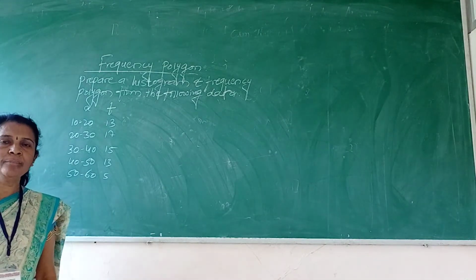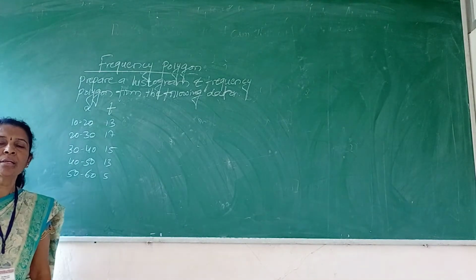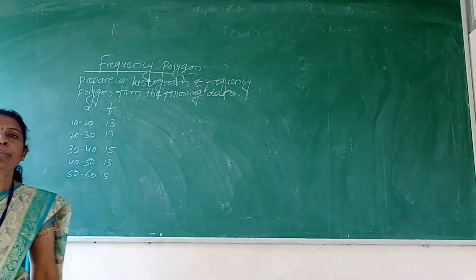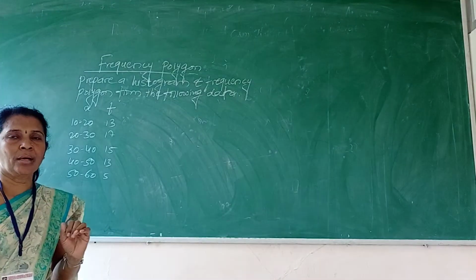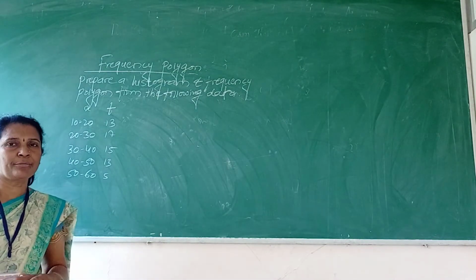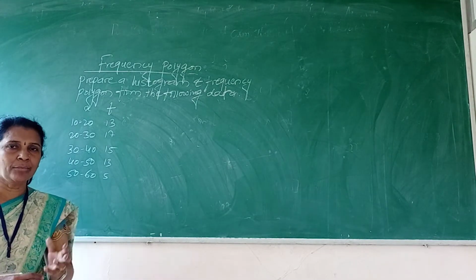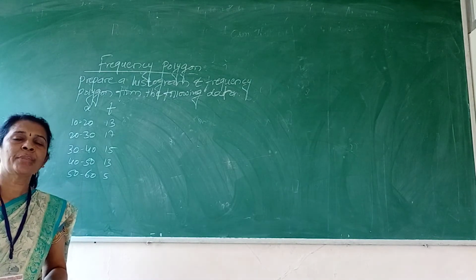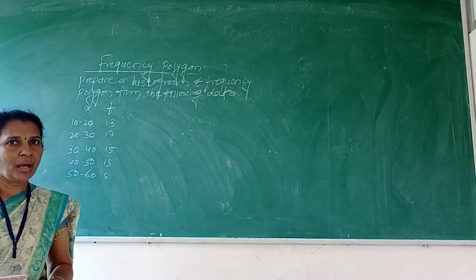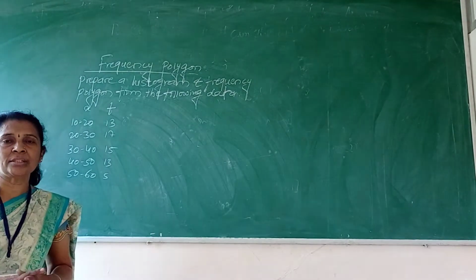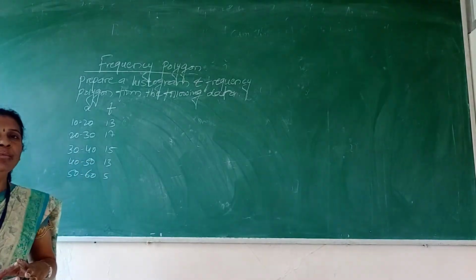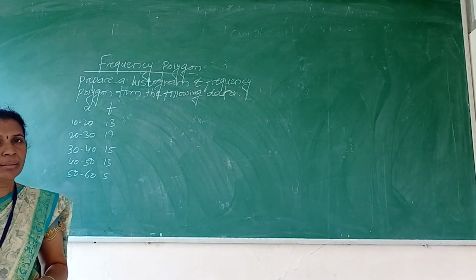Today we will study the second graphical representation, that is frequency polygon. Here you will be studying what we mean by frequency polygon and how we are going to draw it. A frequency polygon is a curve which is represented with a given data. Now, how do we draw a frequency polygon?